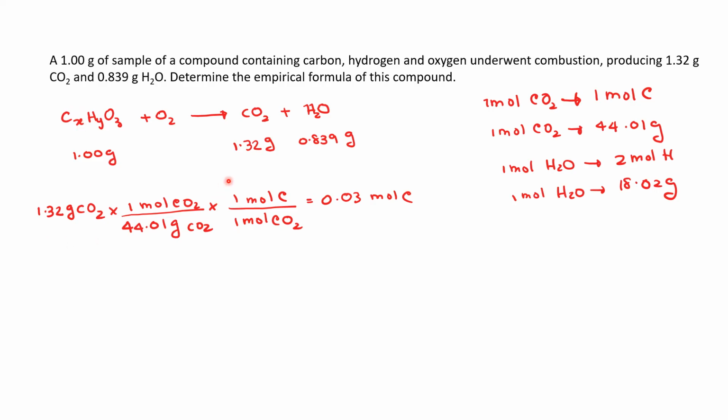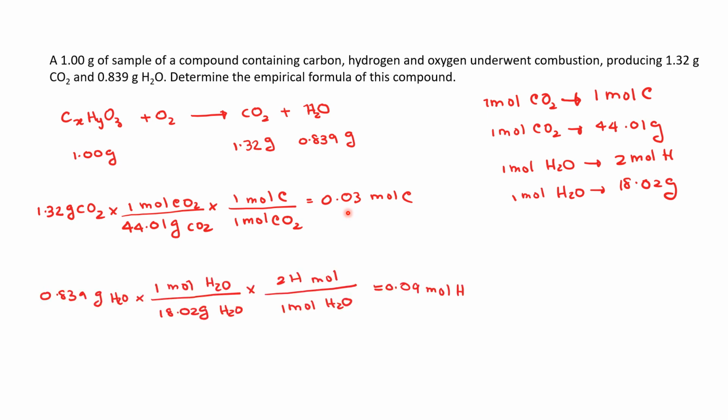First we are going to find the number of moles of carbon. For that, we use the mass here, 1.3 grams of carbon dioxide, and the molar mass, and you get the number of moles of carbon dioxide. So, 1 mole of carbon dioxide has 1 mole of carbon, so the number of moles of carbon is 0.03. Next, we do the same thing for water and find the number of moles of water.